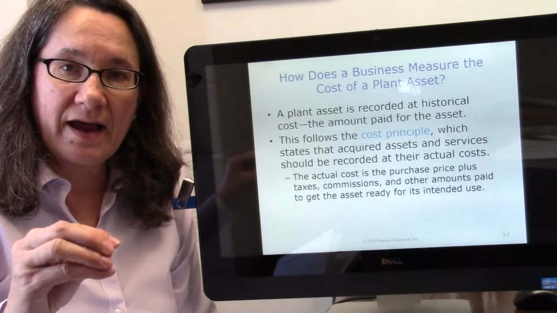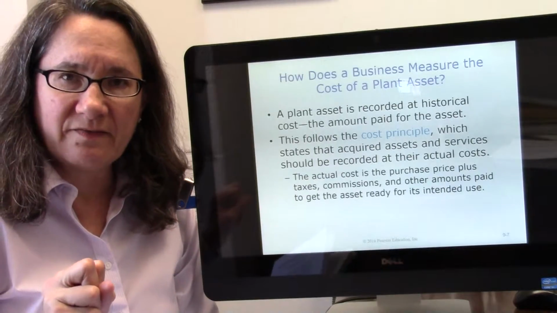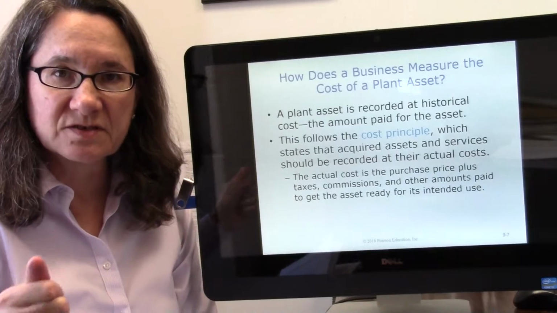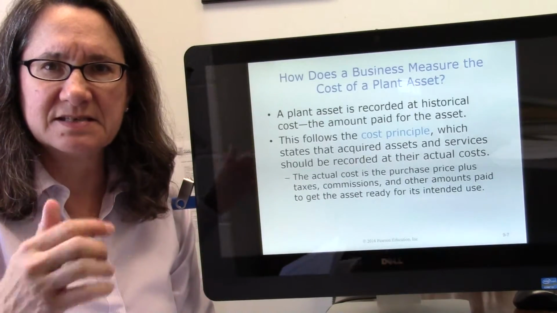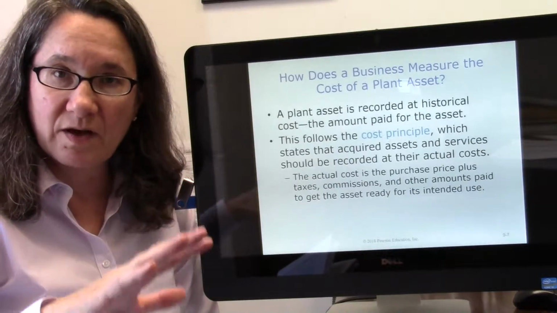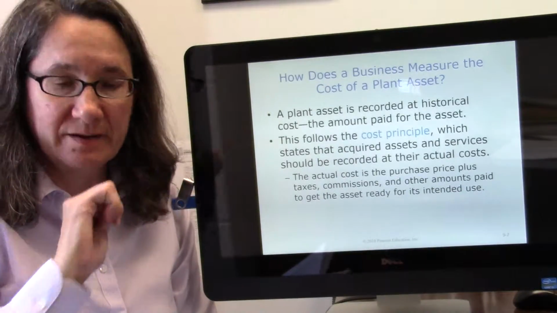So you might buy a van for delivery and it costs $20,000 to buy the van, but you customize it because you're a food delivery service, so you put in some heating elements and some refrigerating elements, and it costs another $10,000 to customize it. Well, that's a $30,000 cost, right? You add everything up to get it ready.